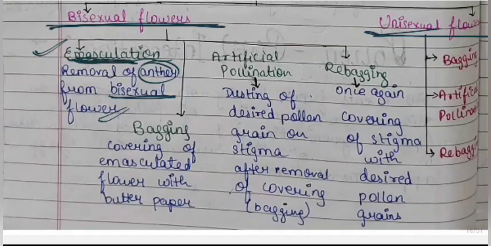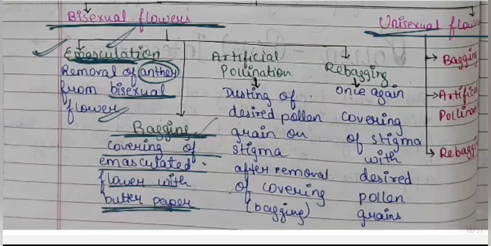Now it is followed by bagging, in which the emasculated flower has to be covered with butter paper so that no other pollen grain reaches the stigma. Now coming to the third step, that is artificial pollination. Here the desirable pollen grain is dusted on the stigma after removing the butter paper. Now the last step is rebagging. Once again the stigma is covered after the desired pollen grain has been applied.